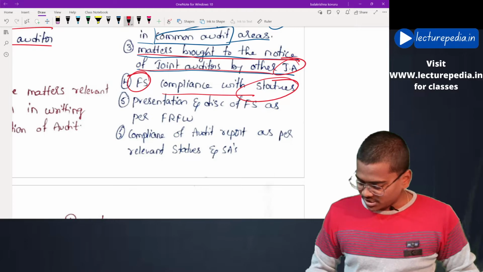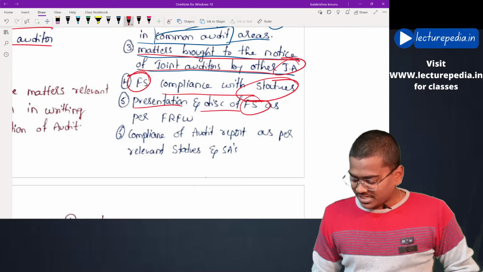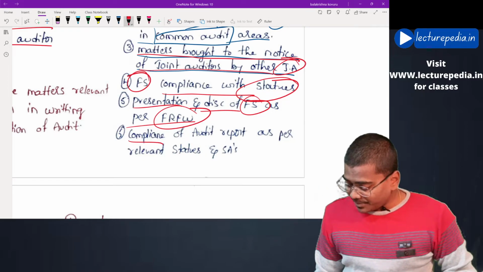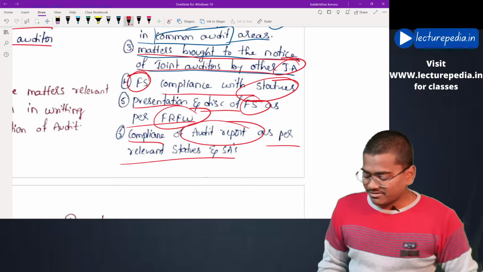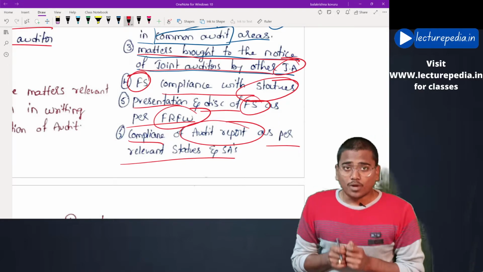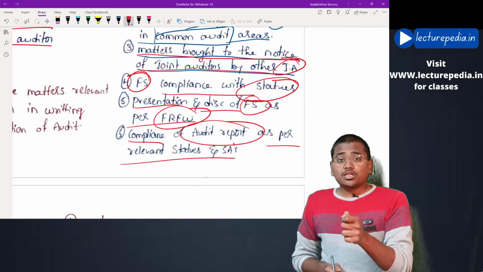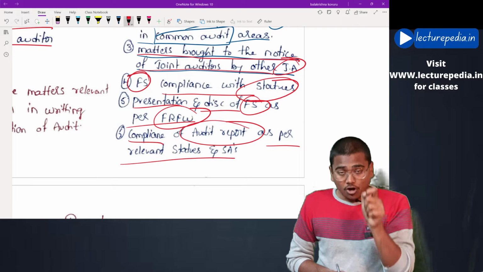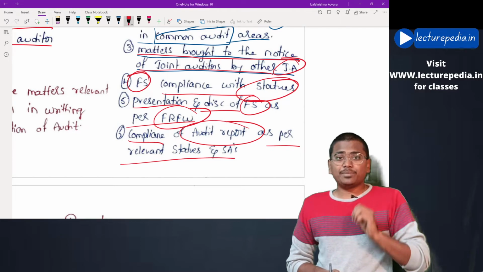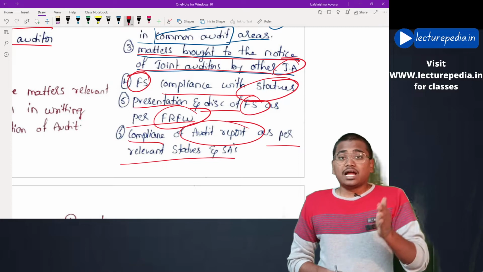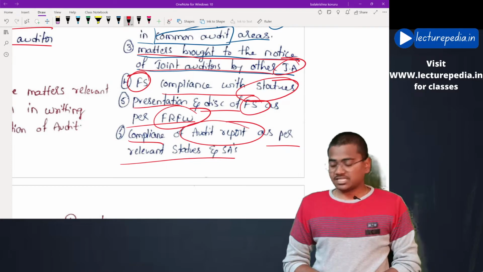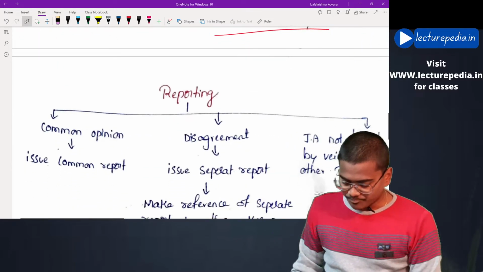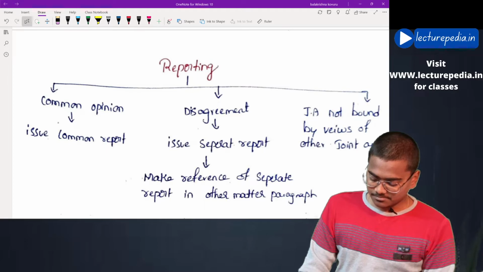Okay, the next point is presentation and disclosure of financial statements as per financial reporting framework. Next, compliance of audit report as per relevant statutes and standards on auditing. While giving the audit report, all the joint auditors together will be responsible to check that this audit report is in compliance with all the applicable statutes and the standards on auditing. Hope this is clear. Next, that is relating to responsibility of joint auditors. Moving to the reporting part.